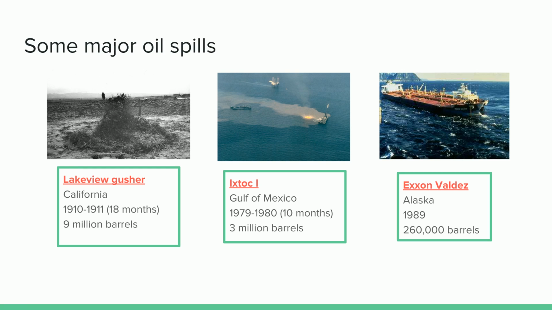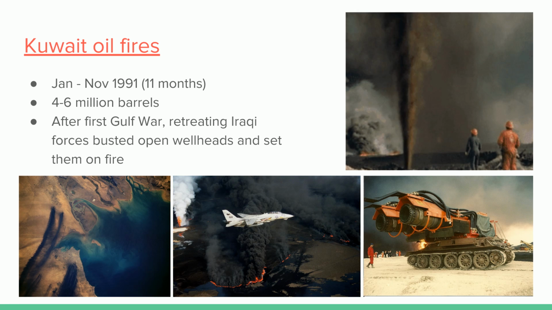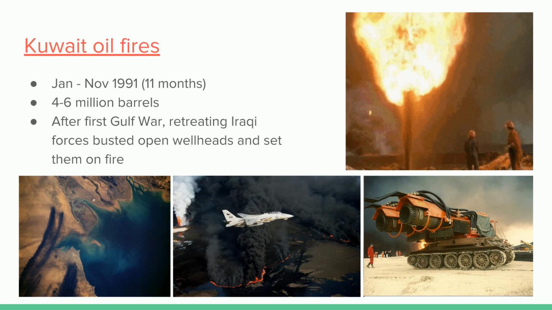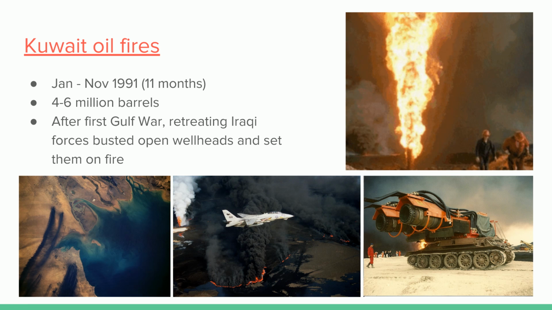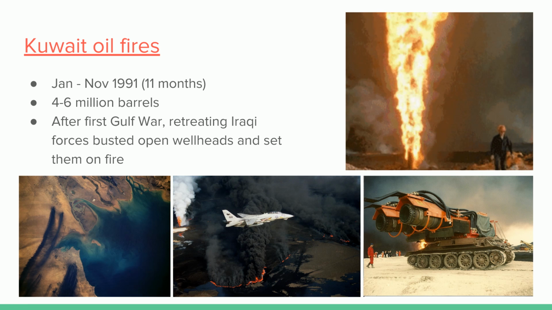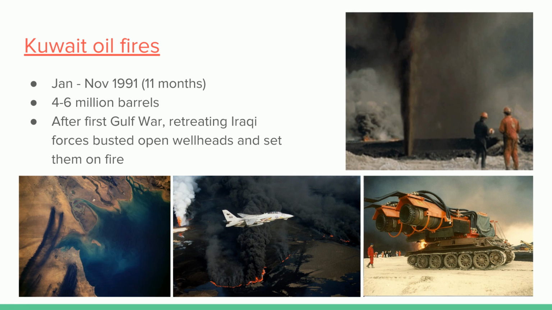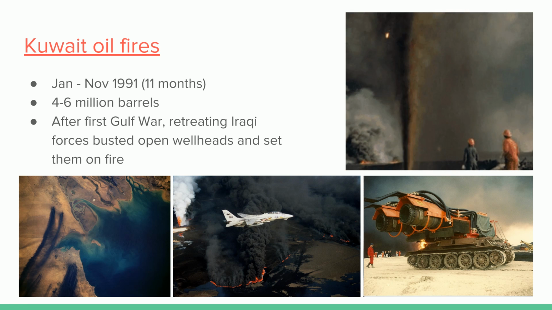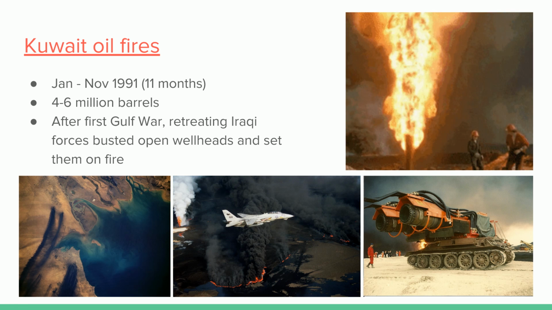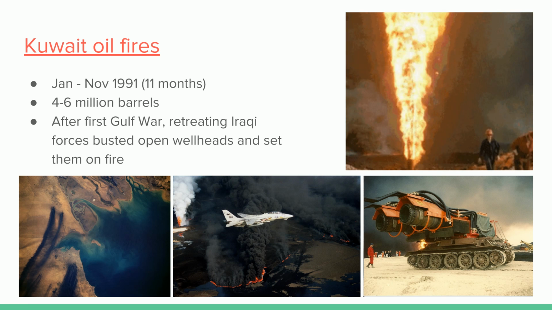The Gulf of Mexico has been hit several times with very large oil spills. But there's one other major oil spill around the same size as Deepwater Horizon. These are the Kuwait oil fires. Happened around 1991 for a period of about 11 months from January to November. It was estimated that between 4 and 6 million barrels of oil were spilled, so around the same amount as Deepwater Horizon, maybe possibly slightly more, depending on who you're getting your estimates from.